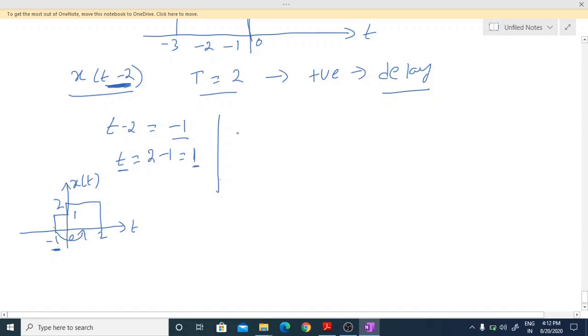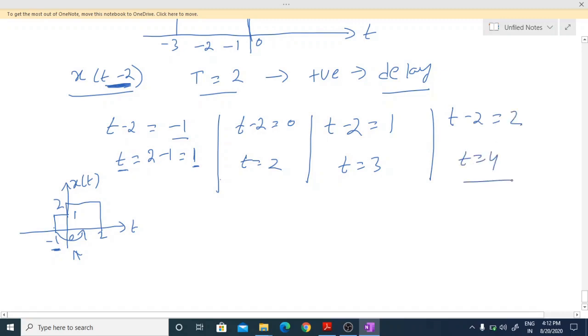What about the remaining 0, 1, 2 values? You simply substitute those values here. T minus 2 equal to 0, then t equals 2. The amplitude at this position will be shifted to 2. Similarly, t minus 2 equal to 1, t equals 3. And similarly t minus 2 equal to 2, t equals 4. Now I'm going to draw the diagram.